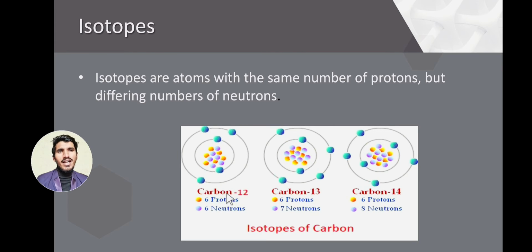So as you can see here, I have isotopes of carbon. Carbon 12 has 6 protons, 6 neutrons, whereas carbon 13 has 6 protons, 7 neutrons, carbon 14 has 6 protons and 8 neutrons. So isotopes are the atoms of the same element. Okay, isotopes are actually the atoms of the same element that have the same atomic number but different atomic mass. Or I can say that they have the same number of protons but different number of neutrons. So that is the isotope.